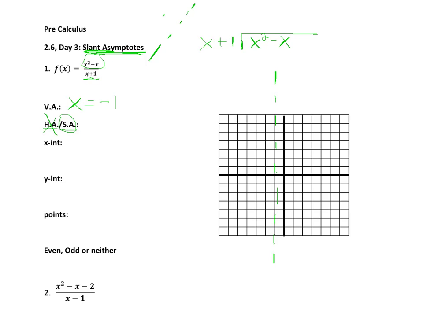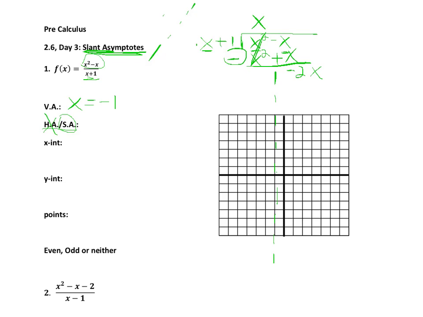Okay, let's look. Remember, we're asking how many times x goes into x squared? Well, that's x times. Then I distribute x to this x and 1. So x times x gives me x squared, and x times 1 gives me plus x. Then I subtract: x squared minus x squared cancels out. Negative x minus x gives me negative 2x.